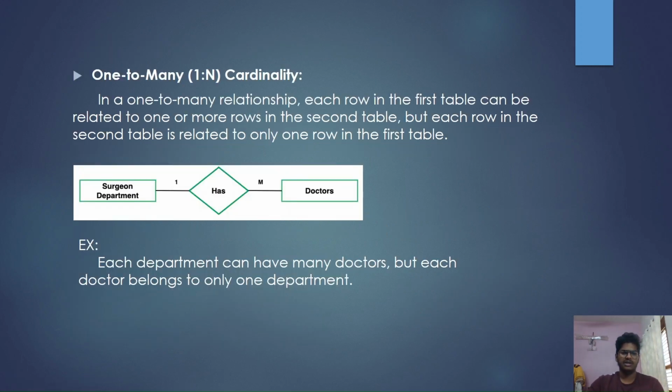One-to-many cardinality. In a one-to-many relationship, each row in the first table can be related to one or more rows in the second table, but each row in the second table is related to only one row in the first table. In this example, there is a department entity and a doctor entity. Each department can have many doctors, but each doctor belongs to only one department.